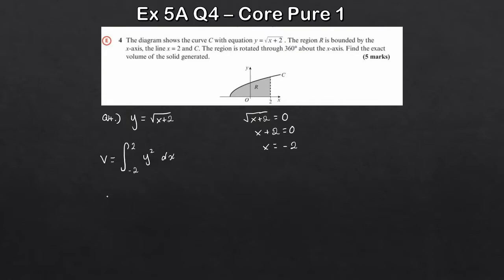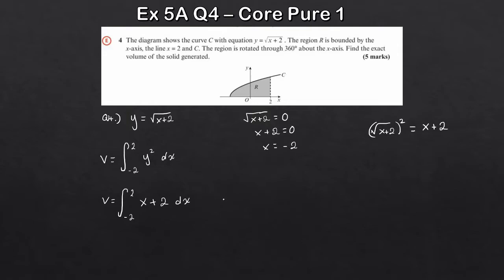So let's plug in y squared. So V is equal to the integral again, 2 and minus 2. Now y squared, so that's going to be square root of x plus 2 all squared, which would just simply give you x plus 2. Okay, so quite a nice straightforward one here. So if you put square root of x plus 2 in and then you square it all, you'll just get x plus 2 dx.